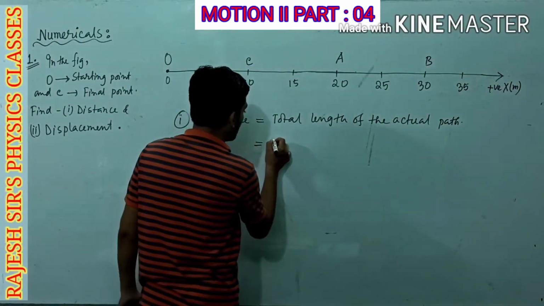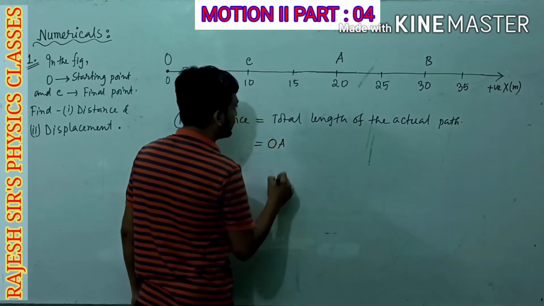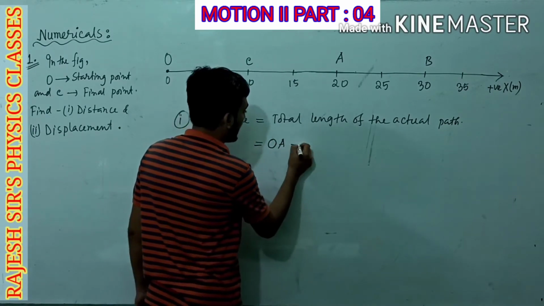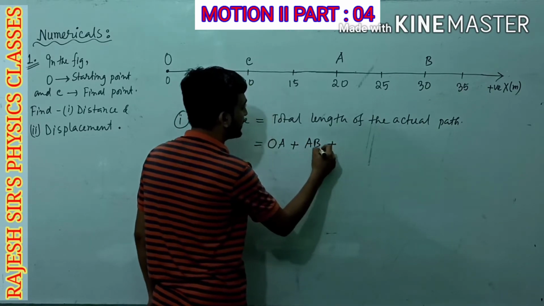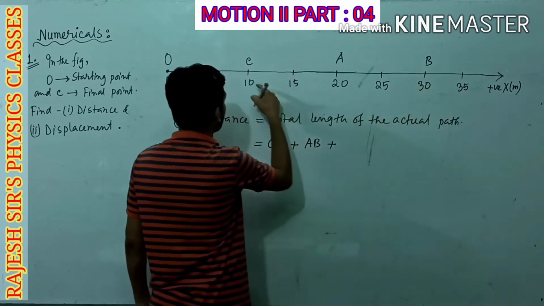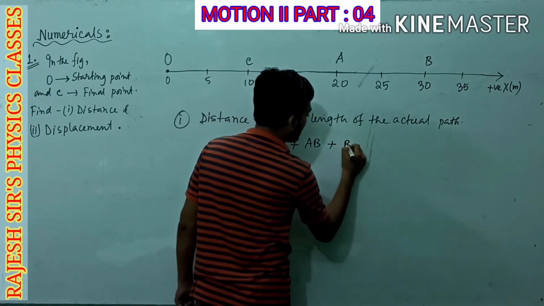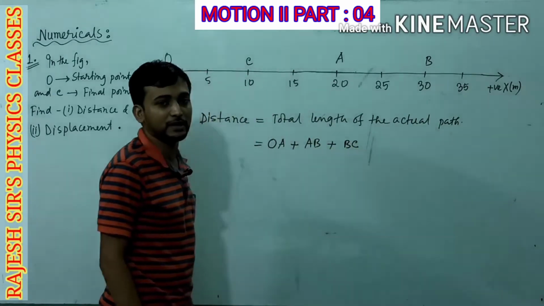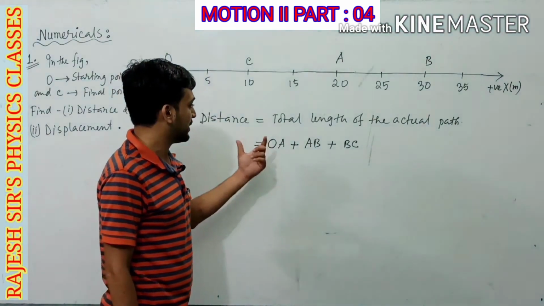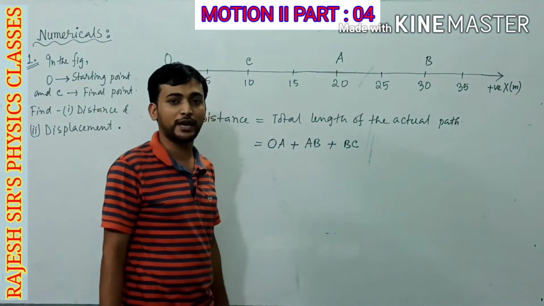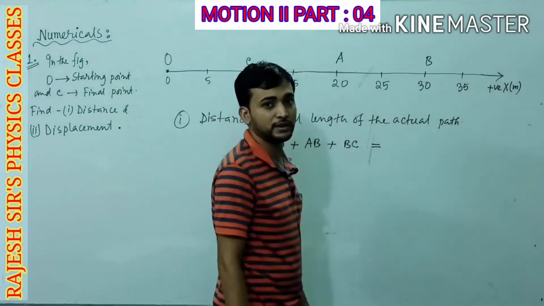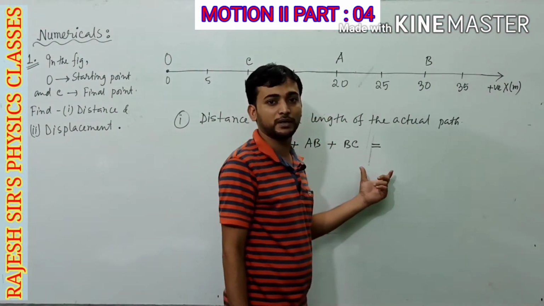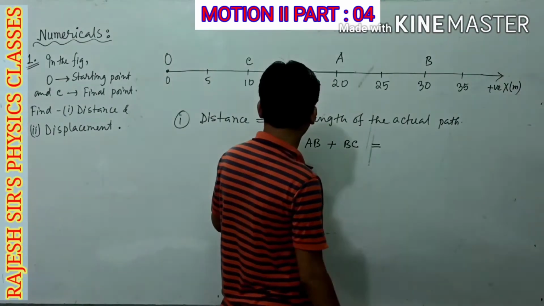Total distance will be from O, it will come to the point A, and then it will go to point B, that is OA plus AB. After that, from point B, it will come back to C. That means OA plus AB plus BC. This will be the total length of the actual path traveled by the particle during its complete journey.